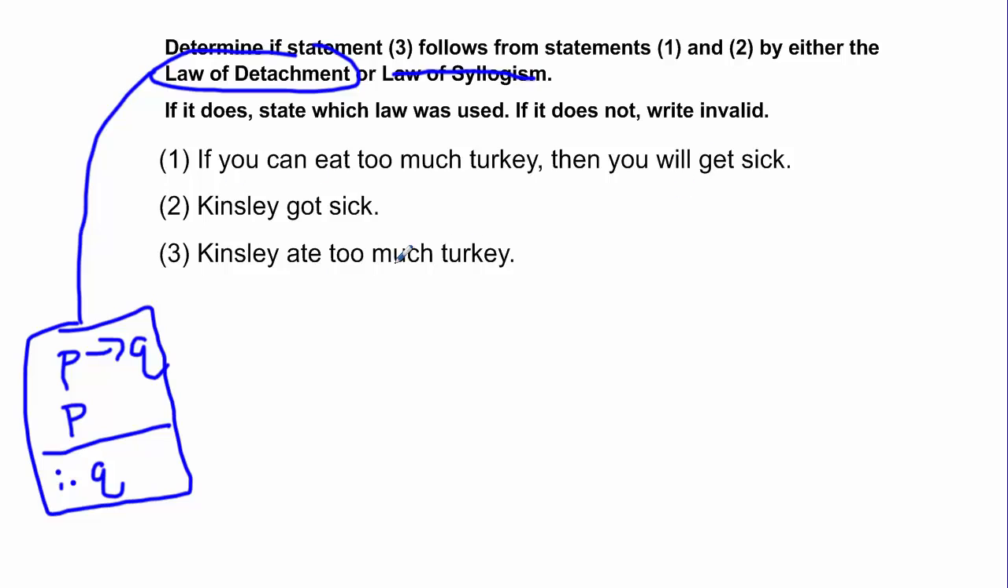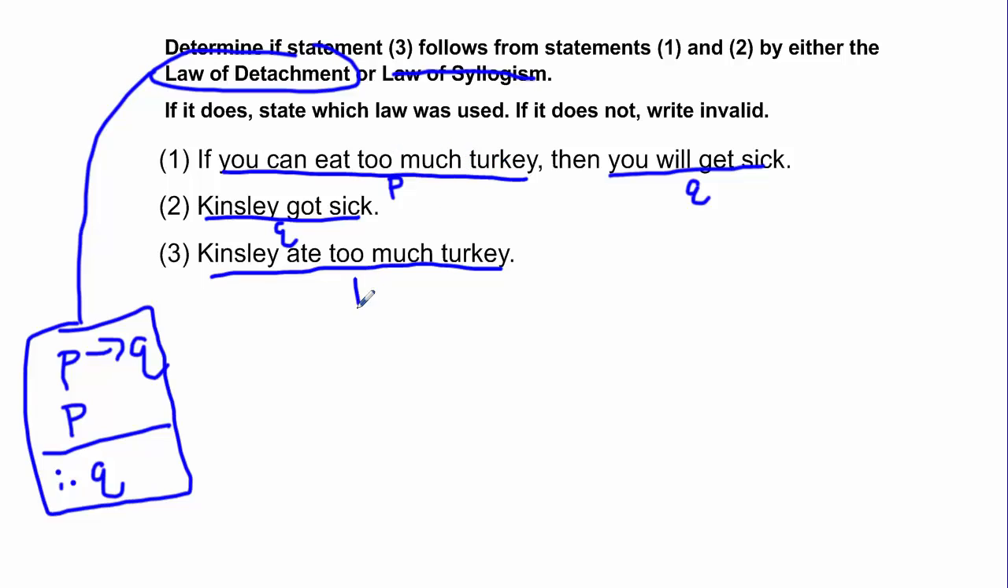So I'm going to convert all this into notational form. So I get you can eat too much turkey. That would be my hypothesis because that follows the word if. So that's P. Then you will get sick. So that would be Q. Kinsey got sick. That goes with Q. That's the conclusion of this conditional statement. And then the third statement says Kinsey ate too much turkey. So that would be, you can see here, you can eat too much turkey. So that'd be P.